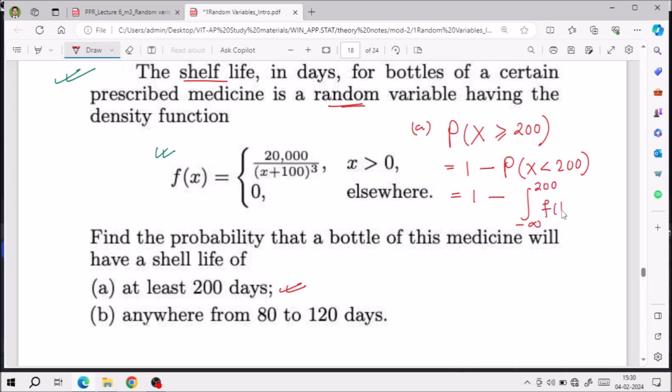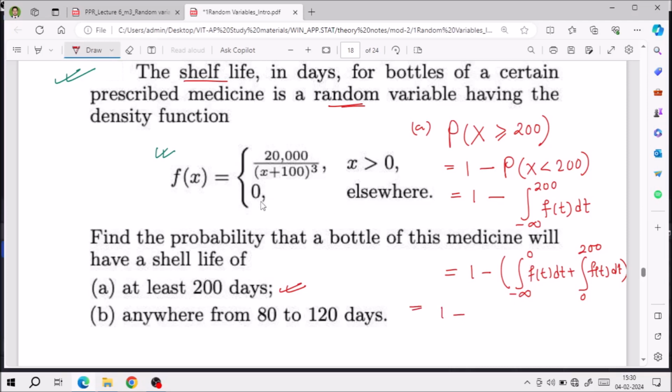Here you have f(t) dt. Okay, so from here, 1 minus, you can break this part this way: minus infinity to 0 f(t) dt plus 0 to 200, obviously it is given 0 to 200, f(t) dt. Now see what you have, 1 minus, minus infinity to 0.